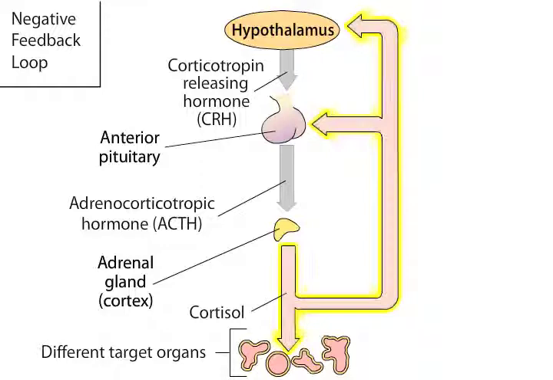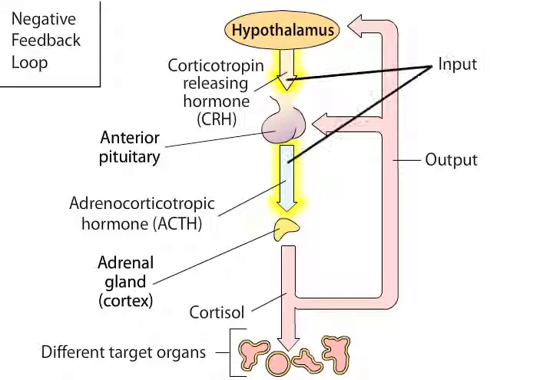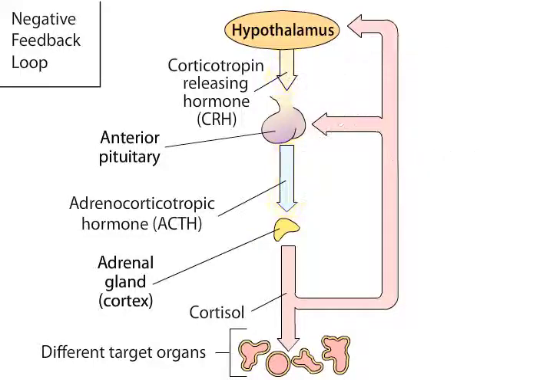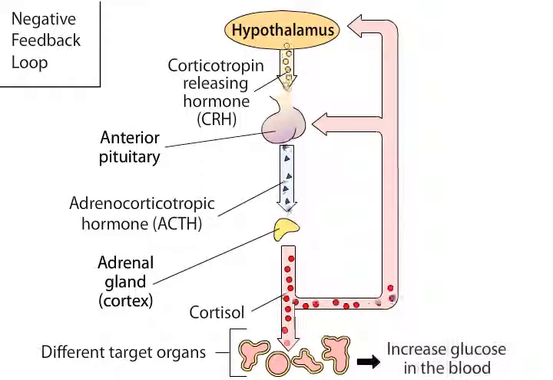In this loop, the output of the system, the hormones from the adrenal cortex, ultimately diminish the input from the system, the hormones from the hypothalamus and anterior pituitary. This system turns on cortisol release, but then turns it off before cortisol levels get too high, keeping them at a fairly steady level.